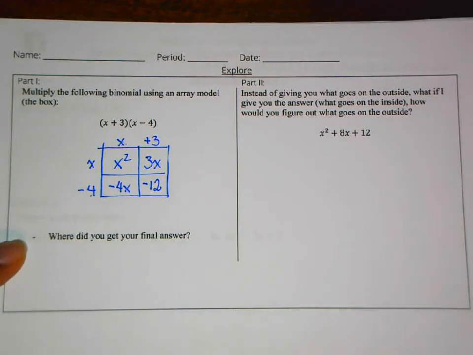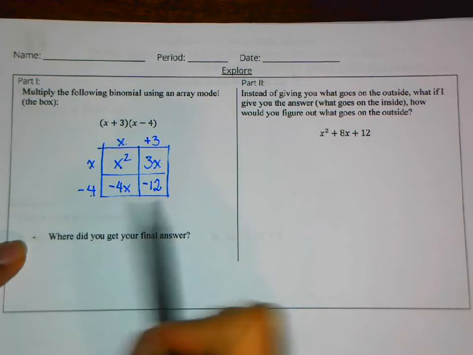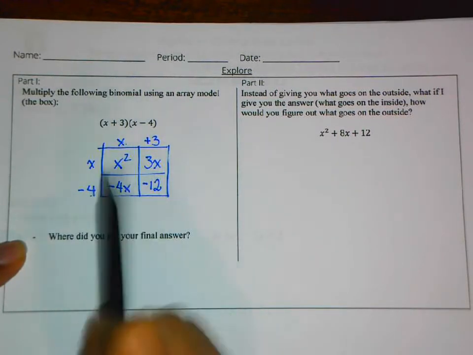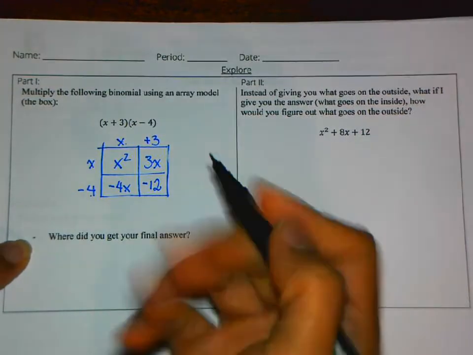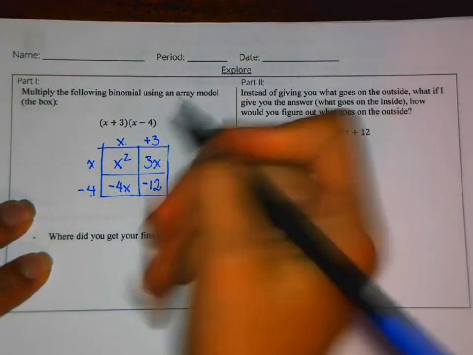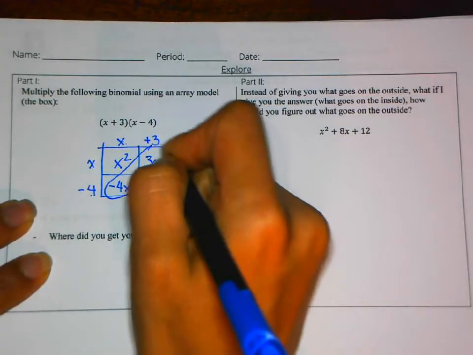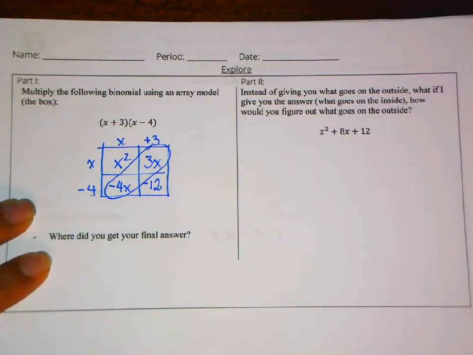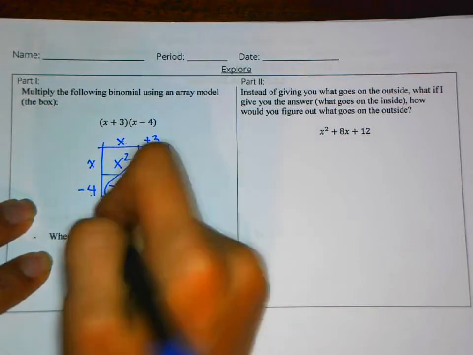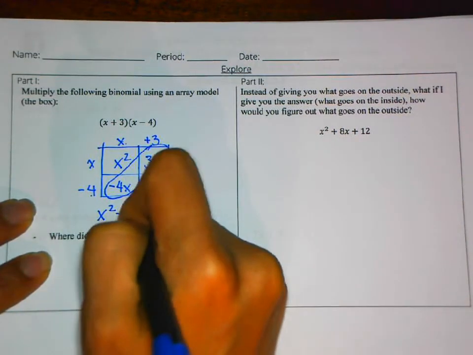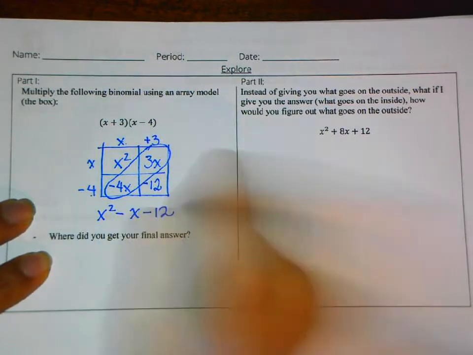The area of this entire box is all of the area of these 4 boxes added together. So when we combine like terms, we see that the diagonals here are my like terms and I can combine them. So my area of this box is x squared minus 1x minus 12.